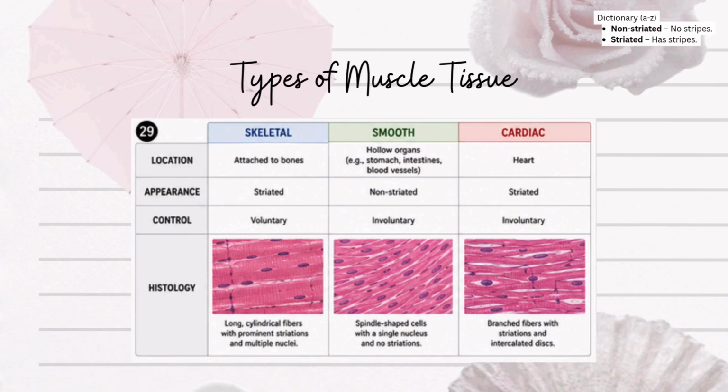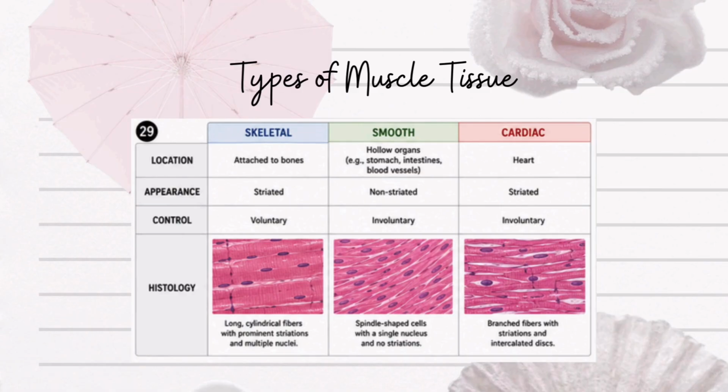The second type is smooth muscle. It lines the wall of hollow organs such as the stomach, intestines, bladder, uterus, and blood vessels. Unlike skeletal muscle, it lacks striations and functions involuntarily, moving food, urine, and other substances without conscious effort. The third type is cardiac muscle, found only in the heart. It is also striated, but it contracts involuntarily.